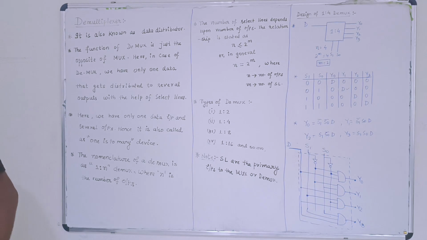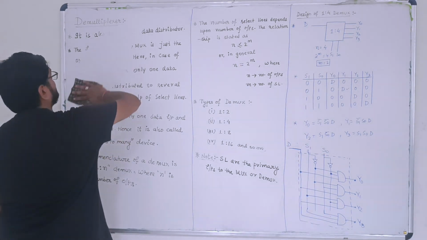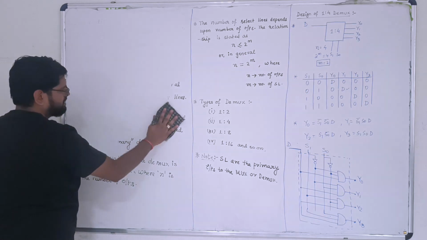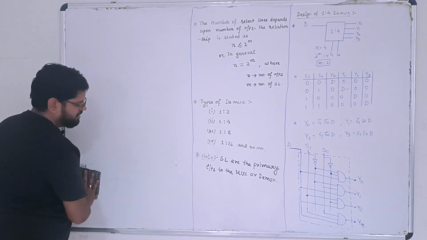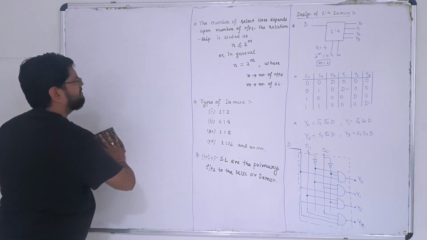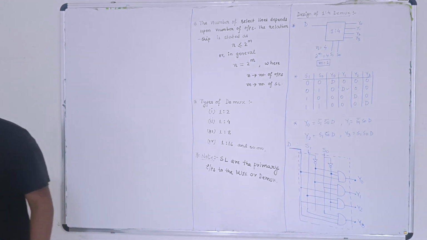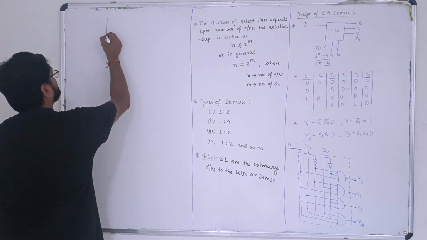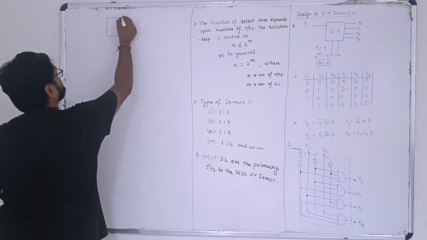Next we have to go for the 1:8 demultiplexer. Now if we are going for the 1:8 demultiplexer, the same process has to be done and no variation other than just the numbering. There will be no other change other than the numbering. You will be able to do it very easily. So the first thing is that you have to draw the block.